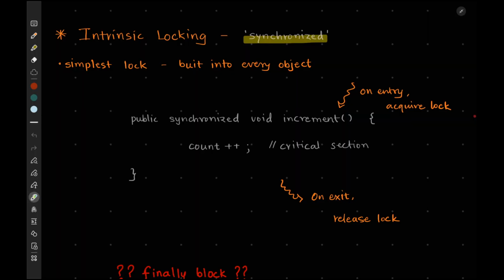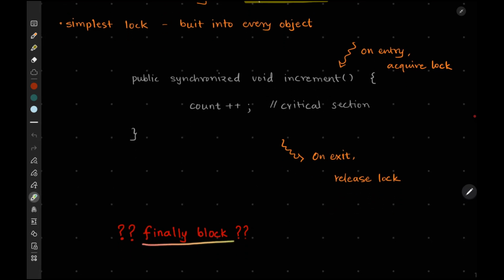The simplest lock in Java is built into every object. You have used it 1,000 times. That is intrinsic locking. We have used synchronized methods or synchronized blocks. And when a thread enters a synchronized block or method, it acquires the monitor lock of that object. And when it exits, even if an exception is thrown, the lock is automatically released. No finally needed. That's convenient and safe.